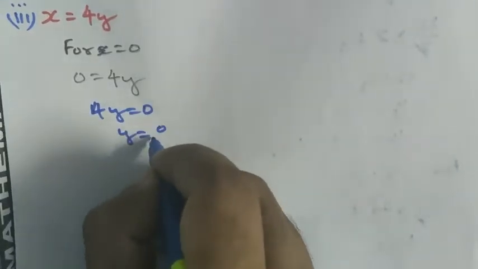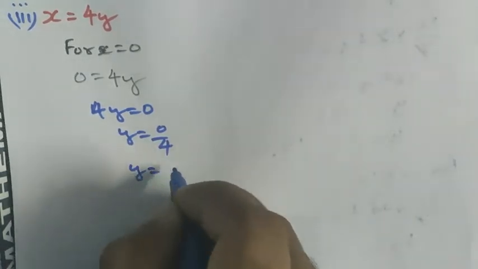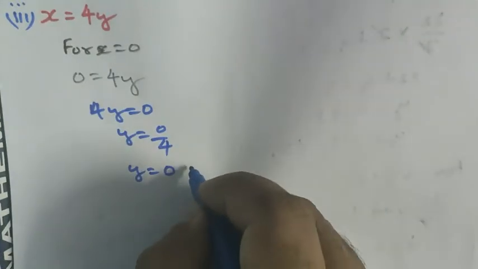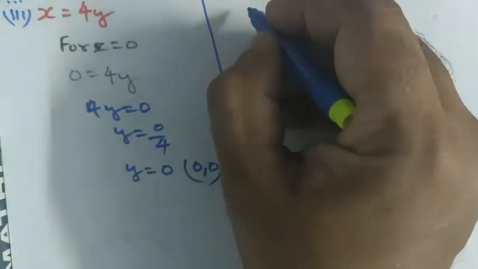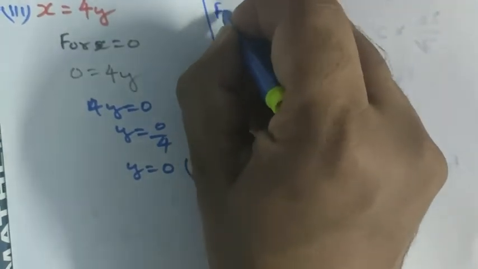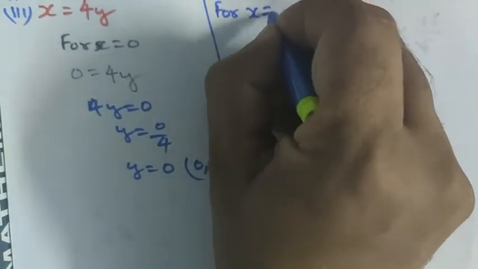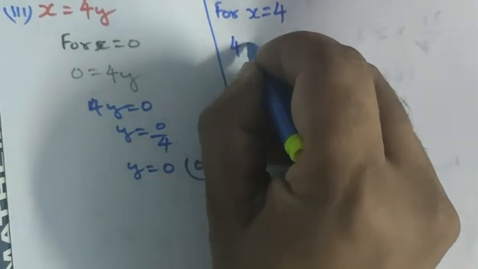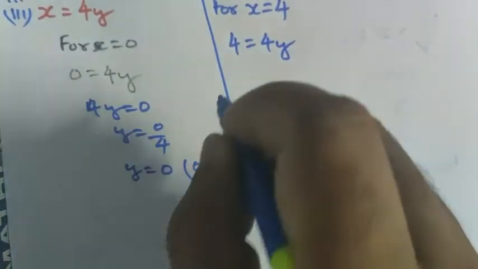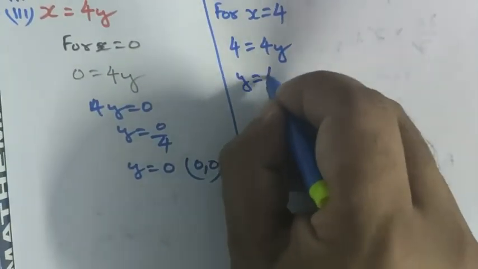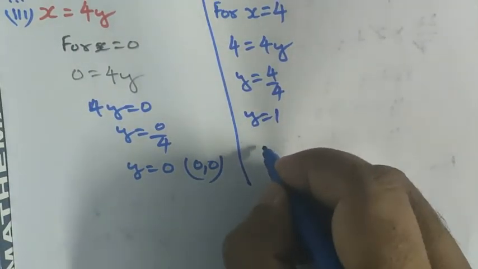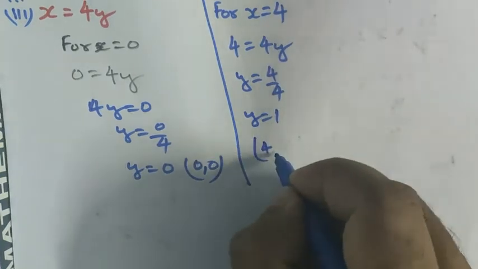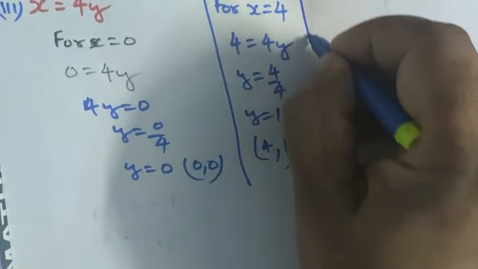Y equals 0 upon 4, so y equals 0. The solution pair will be 0 comma 0. Second, if we take the value of x equals 4, then 4 equals 4 times y. Then y equals 4 upon 4, y equals 1. The solution pair will be x equals 4, y equals 1.